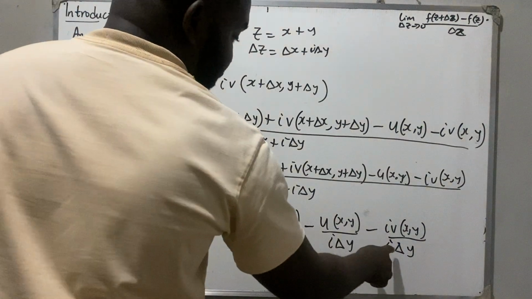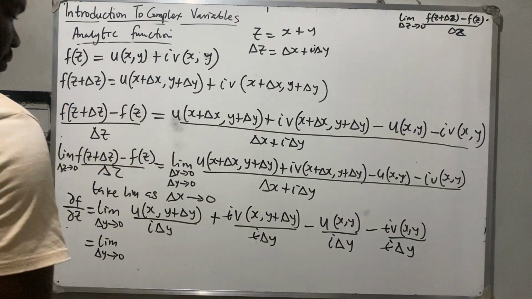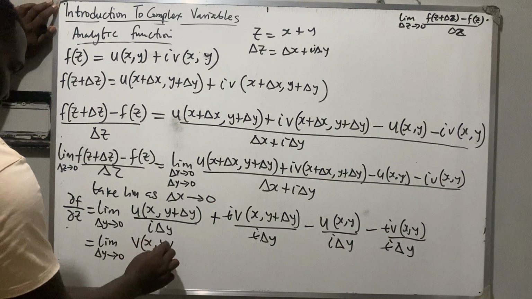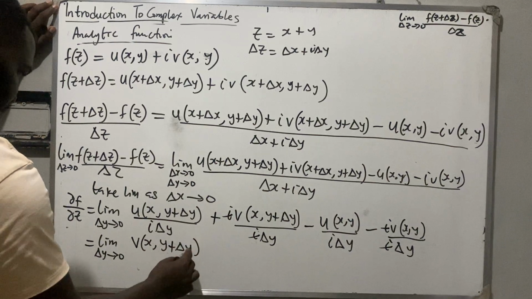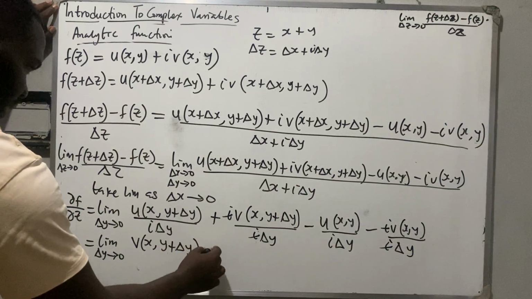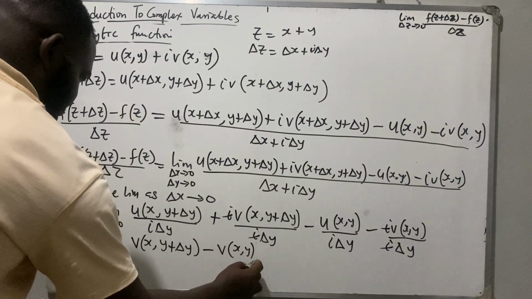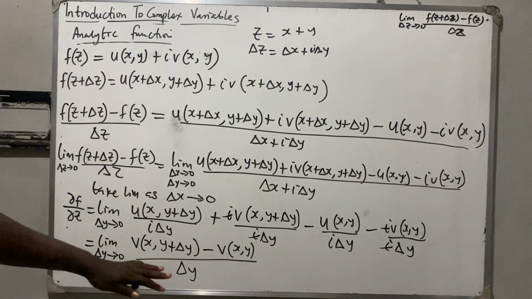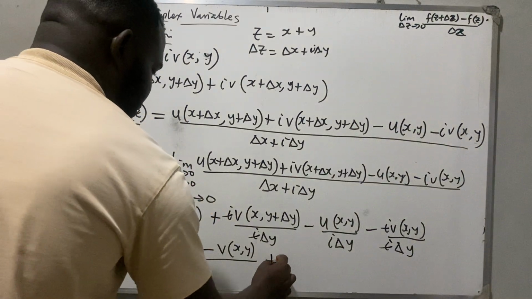Okay, if I rationalize this one now, sorry, this i here will take care of i here, and i here will take care of i here. So I am left with this one, which is what? v of (x, y + delta y), minus his brother, which is v of (x, y), all over delta y, since they both have the same denominator in common. That is how this one will look. Then, if I rationalize this side, it's going to be plus, so this is plus.